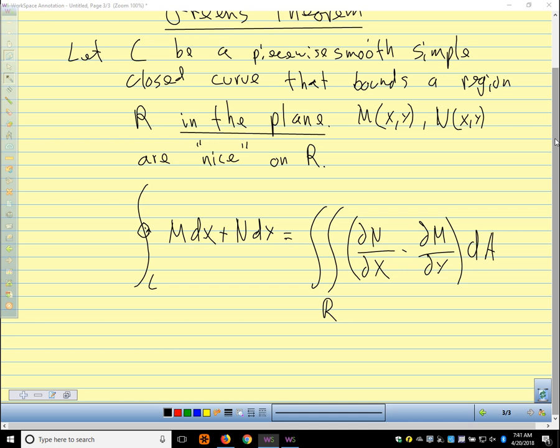What can we conclude immediately if our field is conservative? Well, if our field's conservative around a closed path, it's 0. Both of these would evaluate to 0 because these two quantities are equal if our field is conservative. So Green's theorem around a closed path for a conservative field gives us 0. So the line integral would evaluate to 0. We already know that.